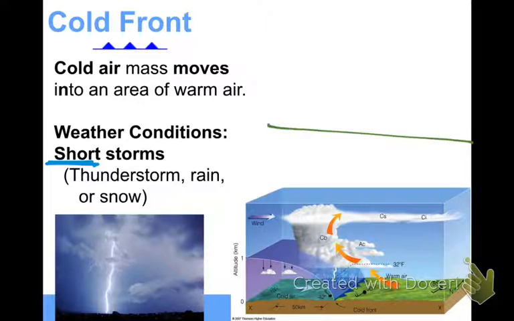So let's go ahead and draw our front. So again, you're always drawing your weather symbol going in the direction that the front is moving. So there are my blue triangles. So that's the direction that it's going to move.